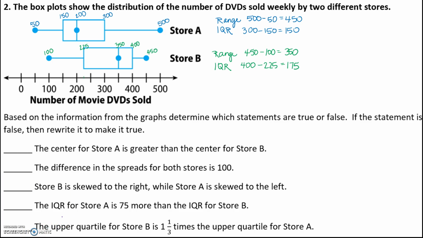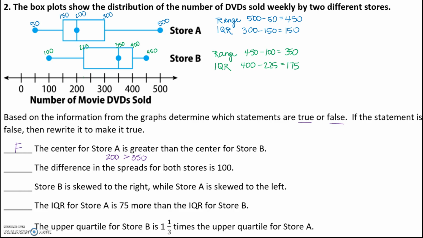Okay, so it says based on the information and the graphs, determine which statements are true or false. If the statement is false, rewrite it to make it true. So we're doing the same thing again. So here it says the center for store A. So I'm going to write the center for A, so the median, 200, is greater than the center of store B. Store B, the middle is 350. Well, no way, that's not true. So that's going to be false.